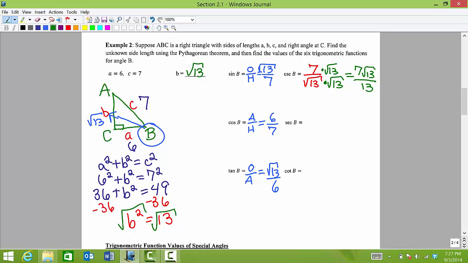Secant of angle B will be the reciprocal of cosine, so that would be 7 divided by 6. And cotangent of angle B will be the reciprocal of tangent, so that would be 6 divided by the square root of 13. And once again, we want to rationalize our denominator. Multiply top and the bottom by the square root of 13. And we get a cotangent value of 6 times the square root of 13 divided by 13.